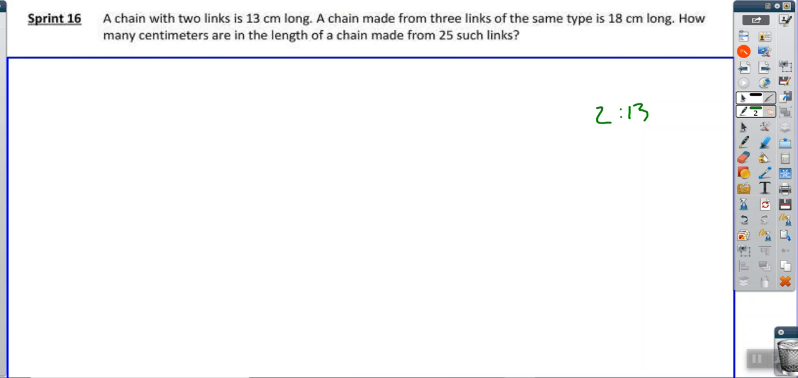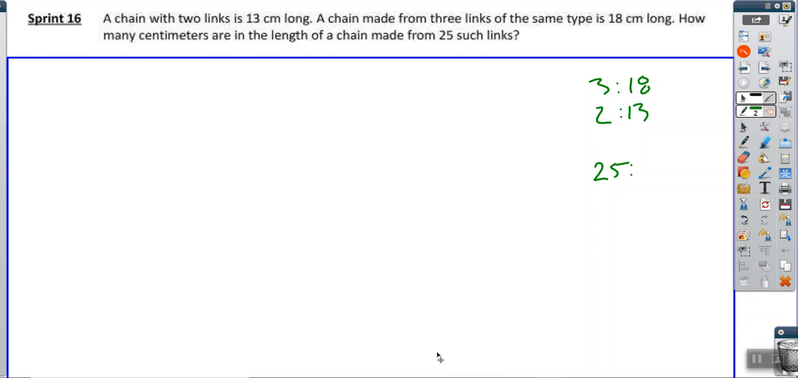I'm going to write this down as a little ratio here. And then we have 3 links is 18. All right, so how much is each link? Well, that's a good question. Well, we want to go all the way to 25 links. So, how are we going to do this? Well, the one thing that I could do, well, we know that this way, that 5.